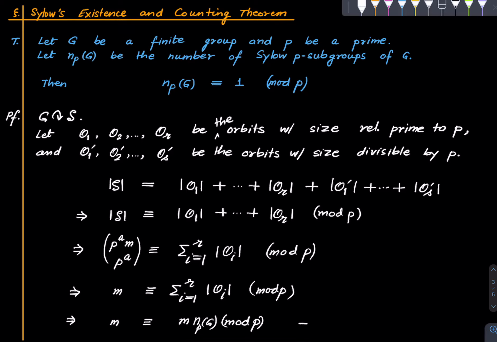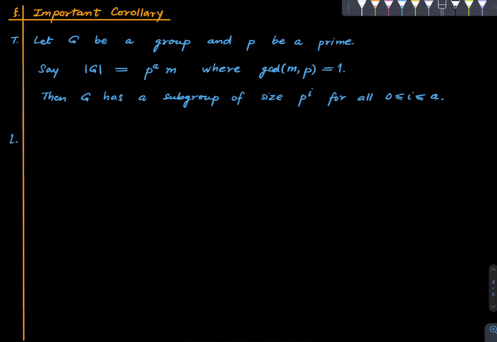And finally, since m is relatively prime to p, we have 1 is congruent to n_p(G) modulo p, because relatively prime things cancel out. Right, so that's a very nice proof of a very difficult theorem. Wonderful. And now let us look at a consequence.